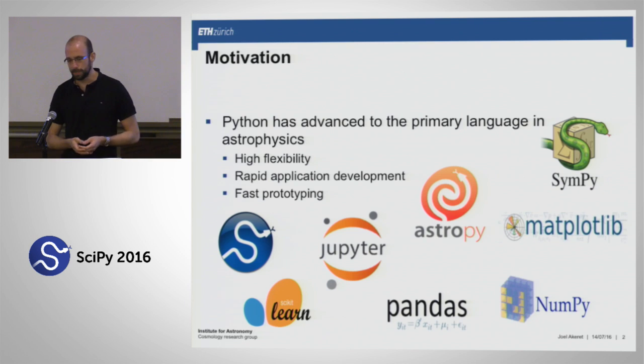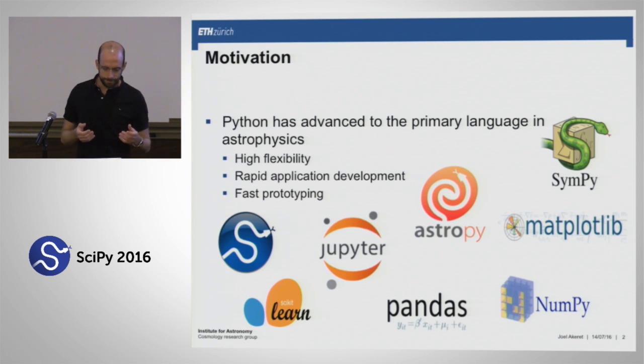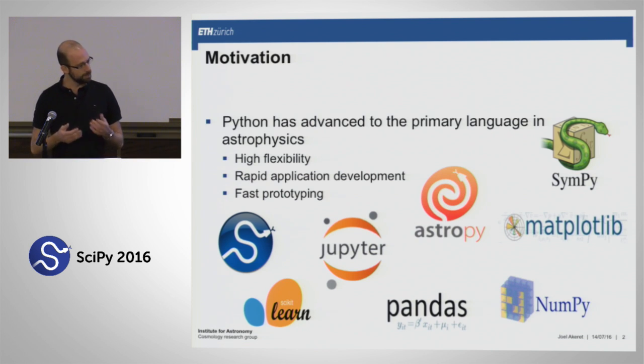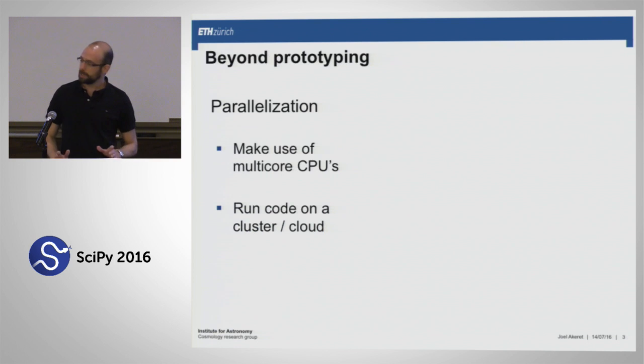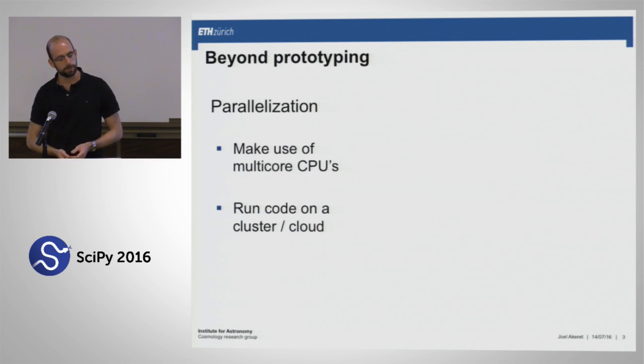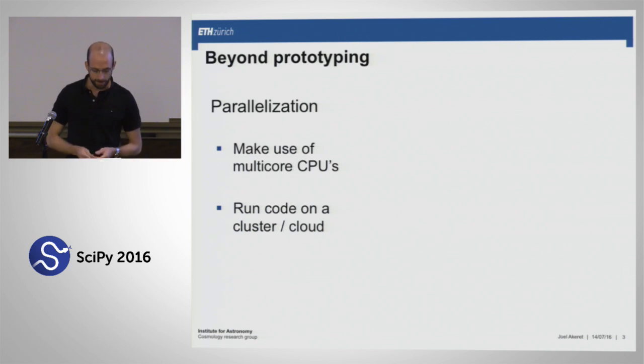But there's a catch with Python. We saw it in the keynote this morning. It's a dynamic language, and it's nice to work with, but it has a price. And the price is that it can be slower by orders of magnitude compared to a compiled language like C or Fortran. So what can we do if we want to go beyond prototyping and we need the speed for our application? It turns out, as we already heard in the keynote this morning, we have different approaches to get the speed that we want.